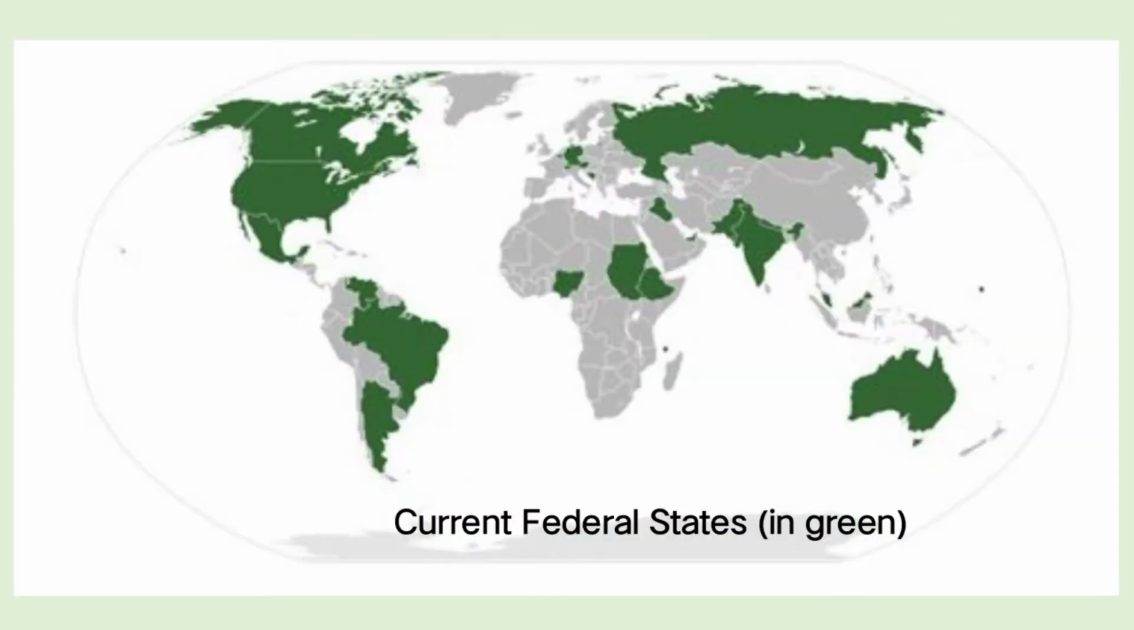This is a world map which shows the federal countries or states in green color. A state is a geographical boundary which has a population, a government, and people. That can be a larger area or a smaller area. Federal states.